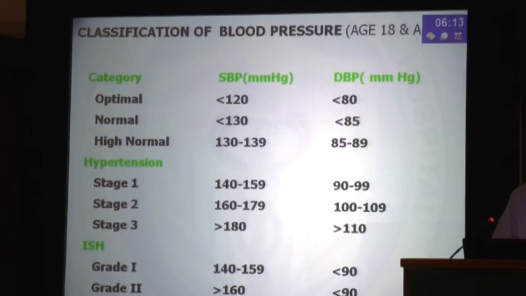They classified blood pressure in ages 18 and above into optimal, normal, and high normal at pressures of 120, 130, and between 130 and 139 respectively. Hypertension was classified into three stages, 1, 2, and 3, if the pressures were between 140 to 159, 160 to 179, and more than 180. The diastolic ranges were between 90 to 99, 100 to 109, and more than 110. In patients with isolated systolic hypertension, grade 1 was when it was between 140 to 159, and grade 2 was more than 160, with the diastolic pressure being less than 90.